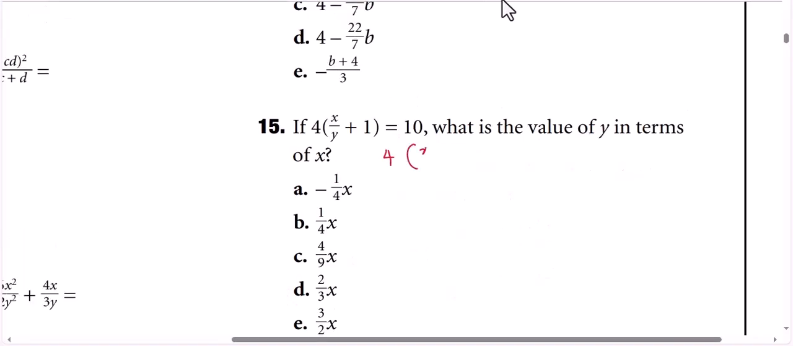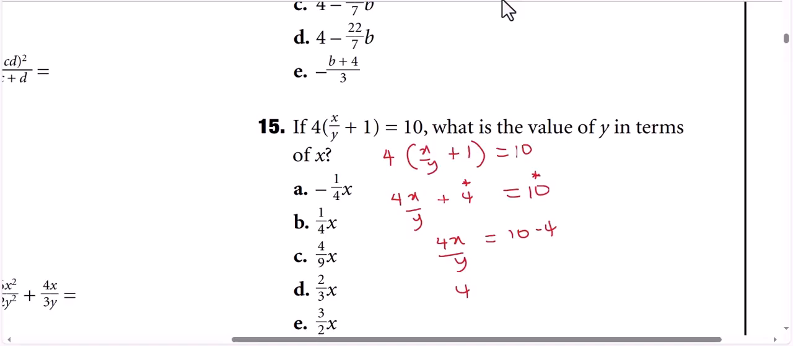4 times the bracket x over y plus 1 is equal to 10. So I want to distribute, using this value to distribute to every value inside the bracket, to have 4x over y plus 4, because 4 times 1 is 4, is equal to 10. You see that the values 4 and 10 are like terms, because they don't have variables, and obviously they are numeric values. So because of that, we can have 4x over y is equal to 10 minus 4. 10 minus 4 is 6. So 4x over y is equal to 6.